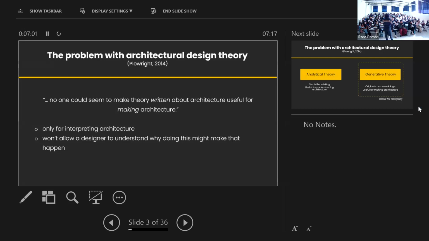It is common, if you have a theory of design, for instance, and then you try to make an architecture out of it, it's not as easy as you think, because mostly theory written about architecture is to understand architecture, not to make architecture. Do you get what I'm saying? Yes. Okay, good. Because in the bottom part, the theory is only for interpreting architecture.